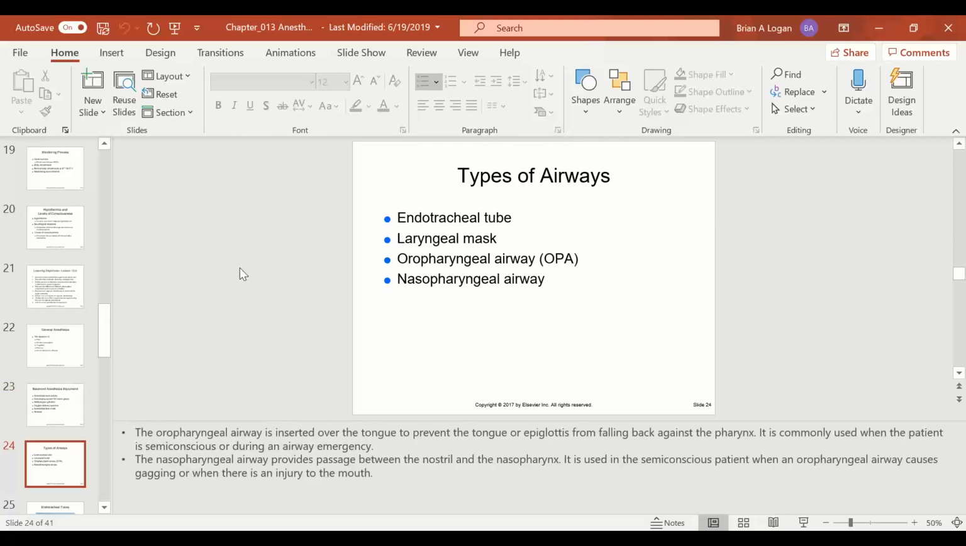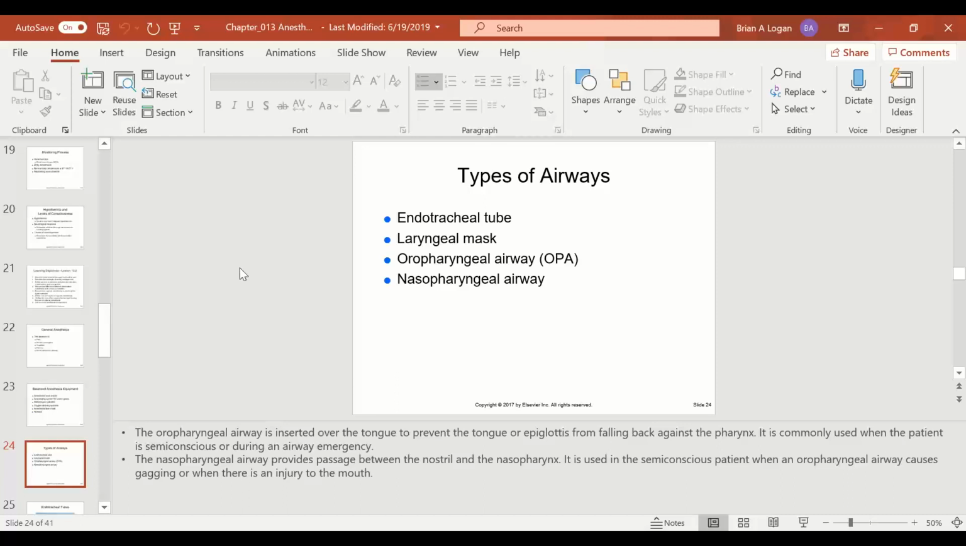Types of airways. Endotracheal tube, you have a laryngeal mask, also known as an LMA. On one end it looks like the ET tube, and on the other end it's like this big plastic balloon thing. What that does is it just covers over the back of your throat, and the tube is still coming out of the mouth. Then the oropharyngeal airway is that hard plastic one they put in the mouth to keep the tongue from falling back, the one that's kind of hooked.